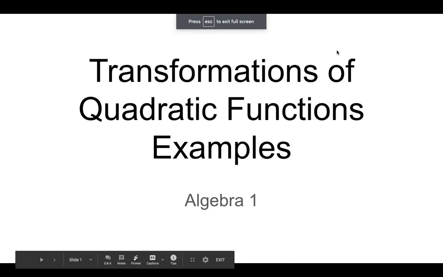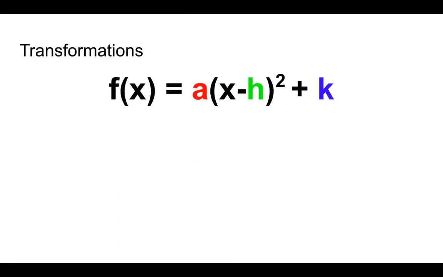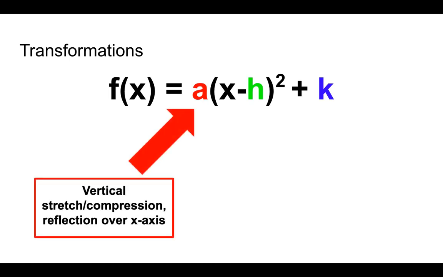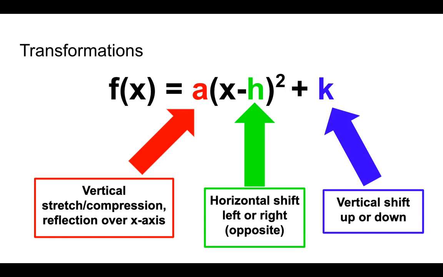Hi everyone, this is the last video and this is examples of how to apply and use those transformations of quadratic functions. Once again, this is an old slide. The A is a vertical stretch or compression or a reflection over the x-axis. The H is a horizontal shift left or right, and remember the inside is opposite. And K is a vertical shift up or down.